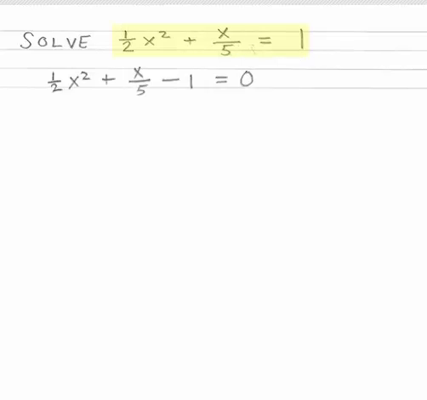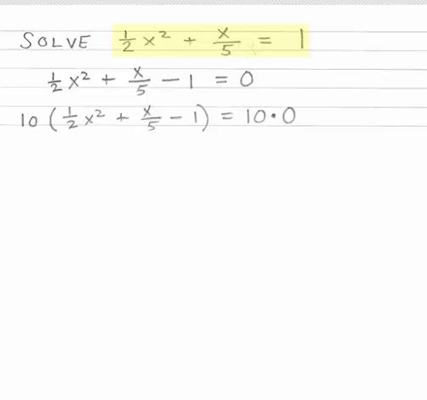I start by getting all the terms on one side. That's done by subtracting 1 from both sides. Then I get rid of the fractions, and you can do that by multiplying by the common denominator 10 on both sides. We multiply by 10 on the left and 10 on the right. 10 times the right side is just 0.